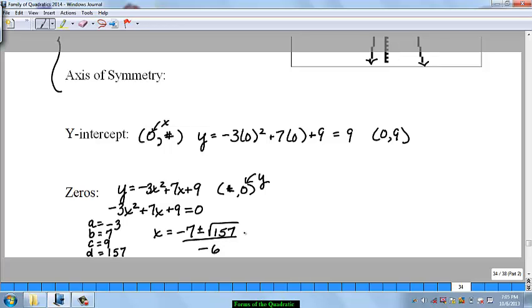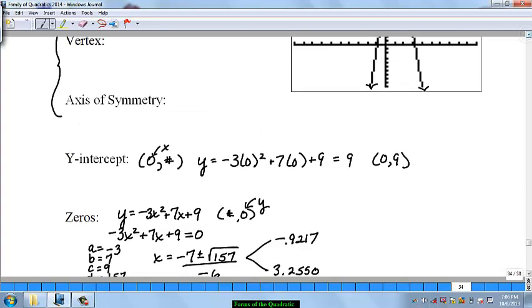Now, don't need to worry about simplifying it. Just put this in your calculator because you want to see where it crosses, and it crosses at -0.9217, and it crosses, if I put this with a plus and a minus, it would be at 3.2550. So there's my two zeros. So that's there. Okay, those two, you're like, okay, I can do that.